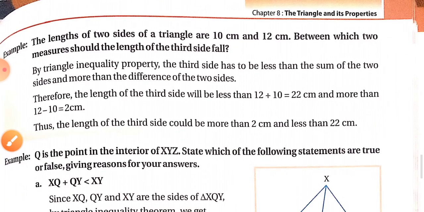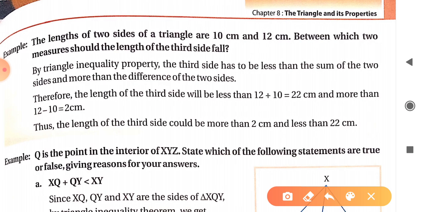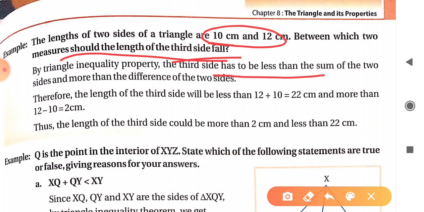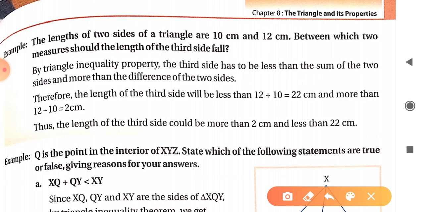And the next example: the lengths of two sides of a triangle are 10 cm and 12 cm. Between which two measures should the length of the third side fall? We are given two sides of a triangle and we have to tell between which two measures the third side should fall. The third side should be less than the sum of these sides, and more than the difference of these sides, because it is the triangle inequality property.